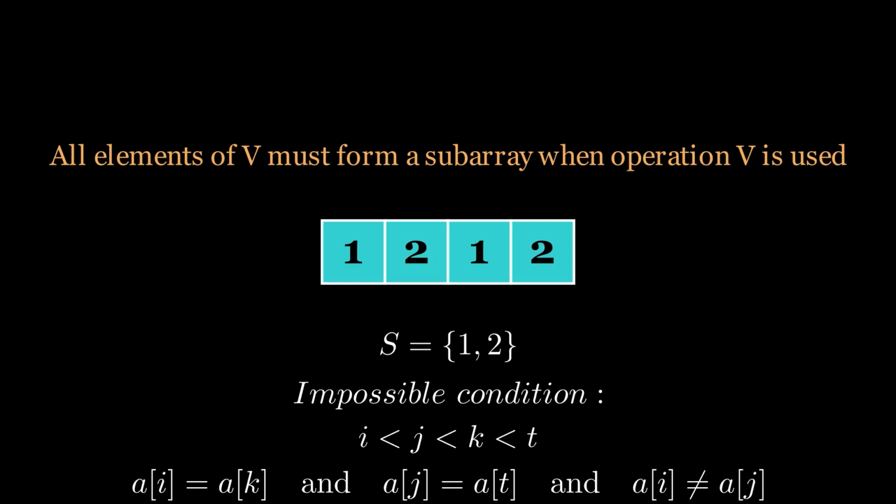For 4 indices i, j, k, t, if A_i equals A_k and A_j equals A_t and A_i does not equal A_j, it's impossible to empty the array. Why? Because we can't do the operation with value A_j before doing the operation with value A_i, and we can't do the operation on value A_i before doing the operation on value A_j, therefore we are stuck.